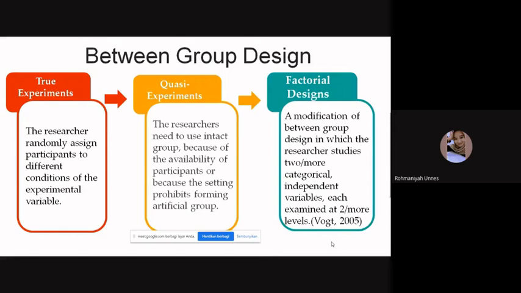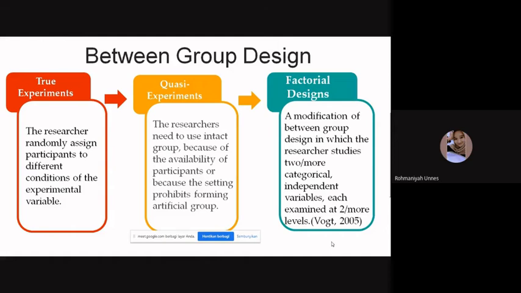Then, quasi-experiments. It is when the researchers need to use intact groups because of the availability of participants or because the setting prohibits forming artificial groups. So this includes assignment but not random assignment of participants to groups.